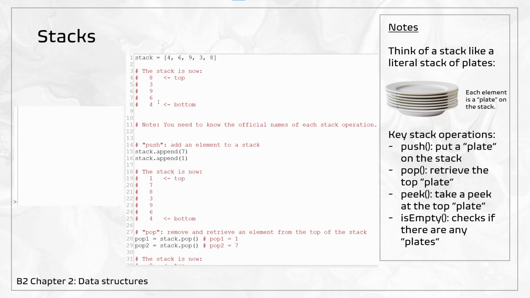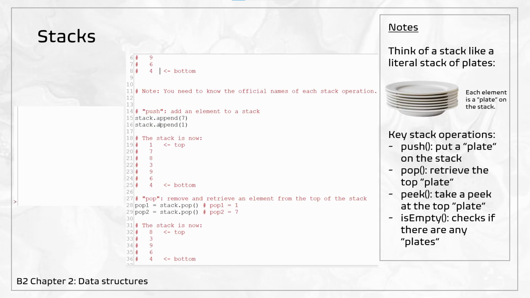Now there are 4 key operations that you can do on a stack. The first is push, which adds a new element onto the stack. So here we're simulating the push function by using the .append function, and we're adding a 7 and then a 1. So you can just think of this as adding a 7 plate and then a 1 plate onto the stack. So now 1 will be the top plate and 4 will still be at the bottom.